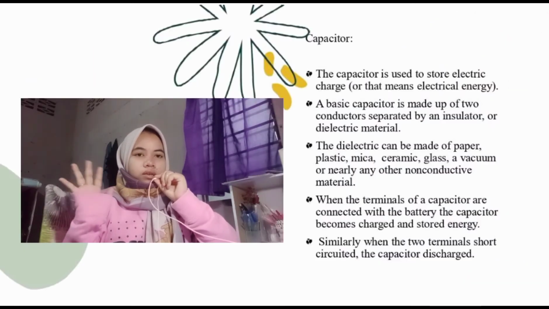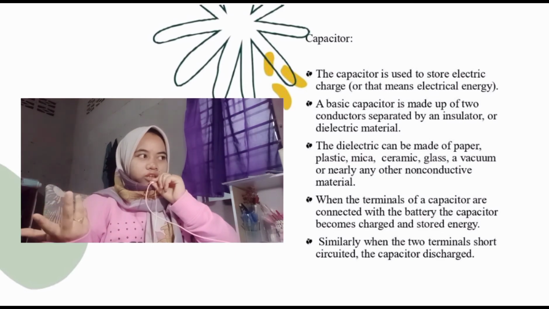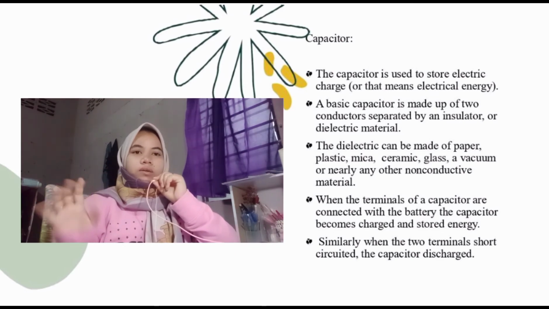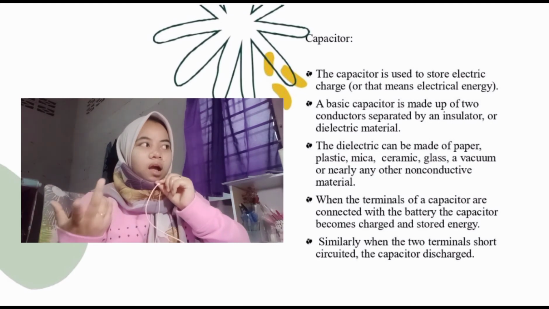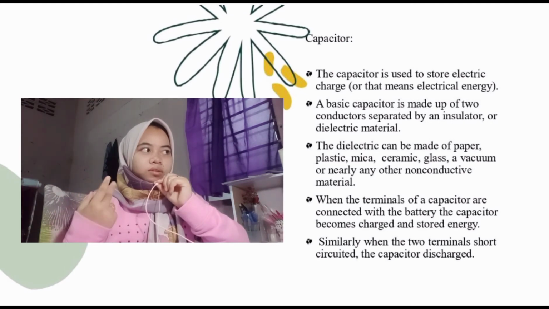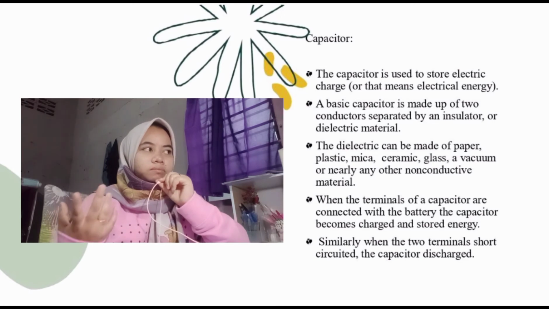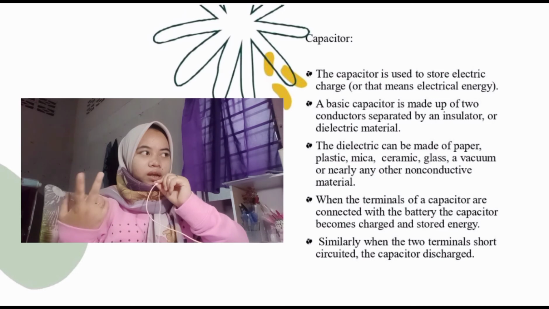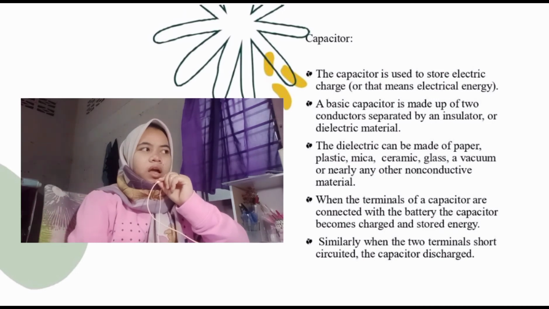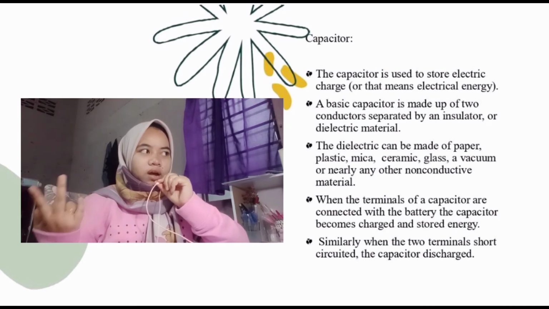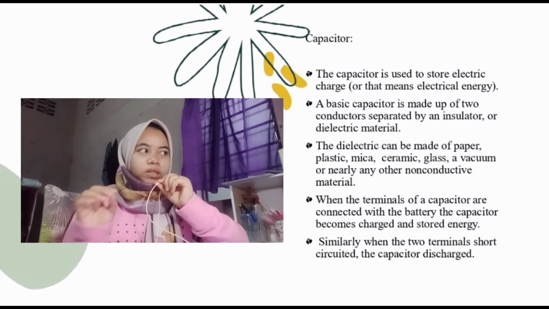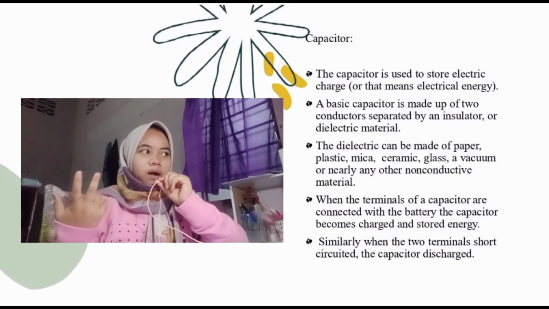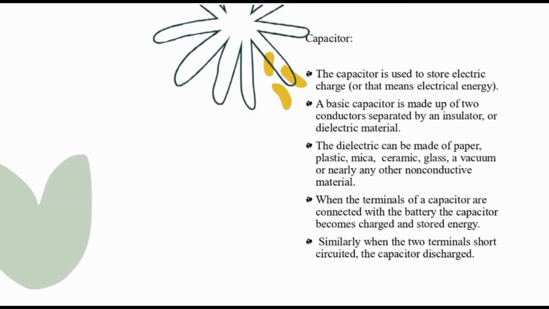Capacitor. The capacitor is used to store electric charge. A basic capacitor is made up of two conductors separated by an insulator or dielectric material. The dielectric can be made of paper, plastic, ceramic, glass, and others. When the terminals of a capacitor are connected with the battery, the capacitor will become charged and store energy.